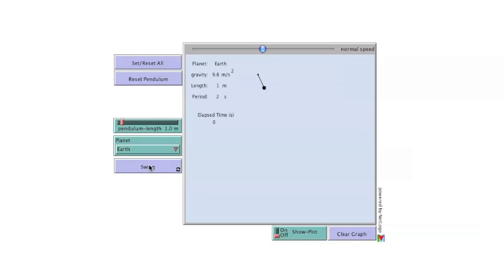The swing button puts the pendulum in motion. The length of the pendulum and the acceleration due to gravity can be changed repeatedly using the Reset Pendulum button. Notice hitting the Reset Pendulum button also resets the elapsed time timer.